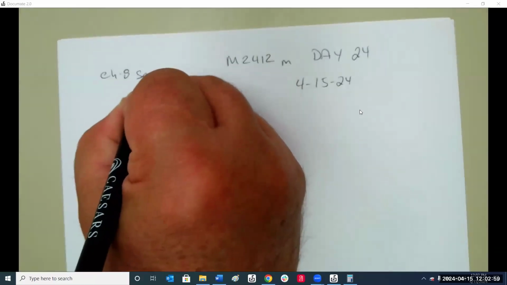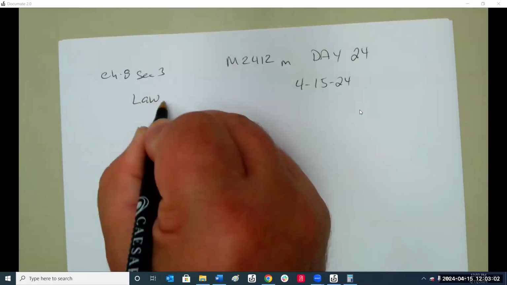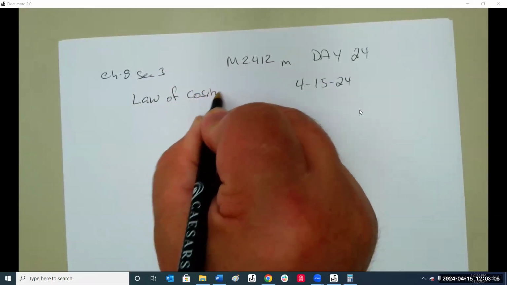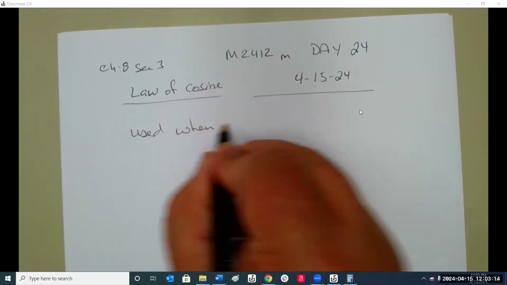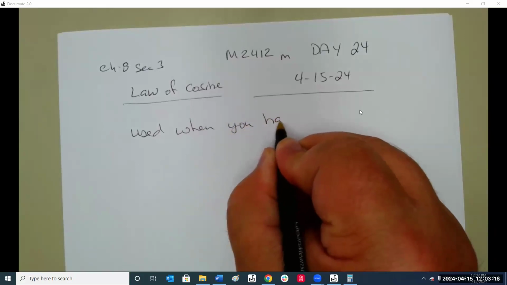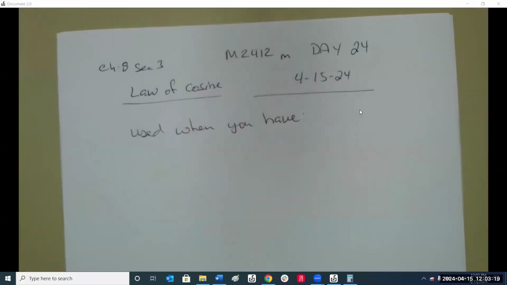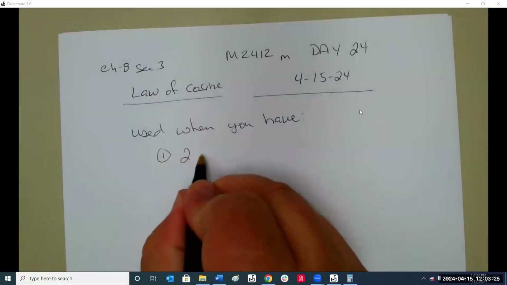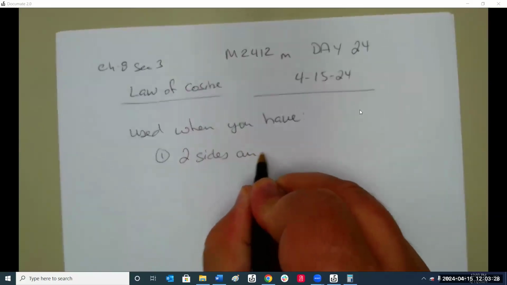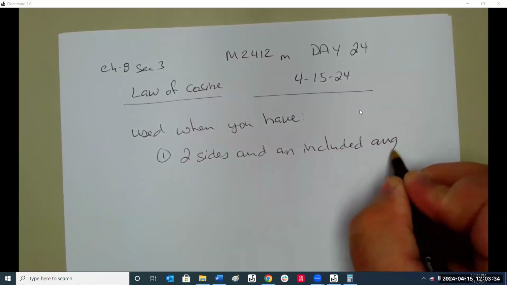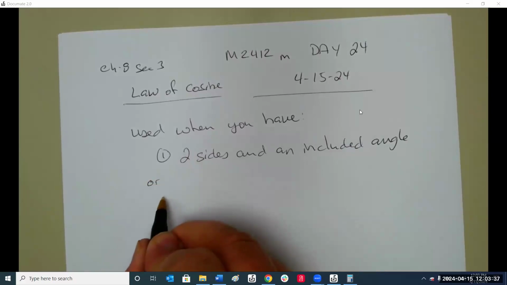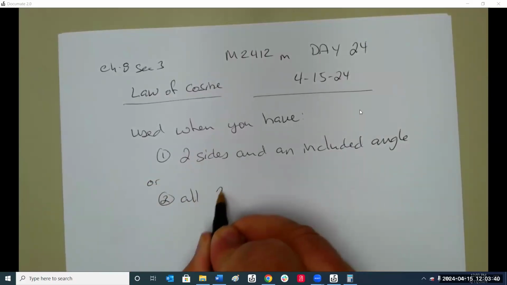Chapter 8, Section 3, Law of Cosines. Use when you have two sides and the included angle, or all three sides.